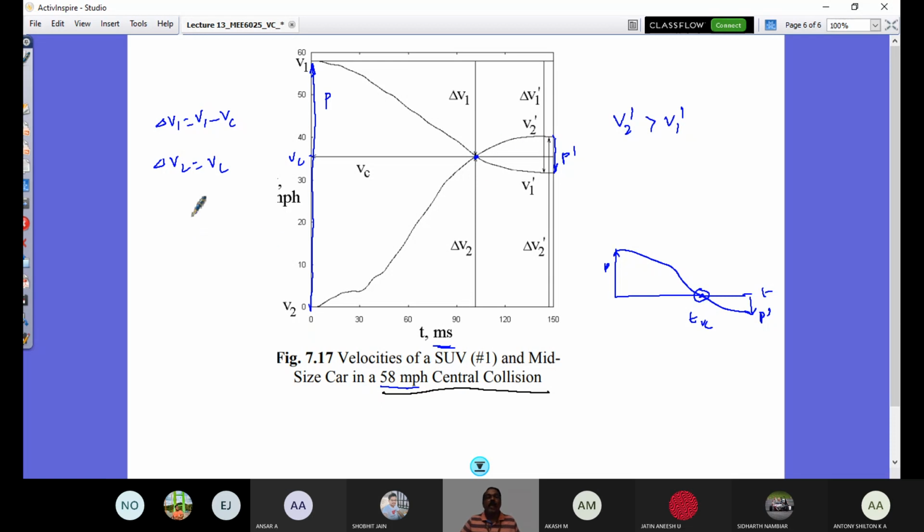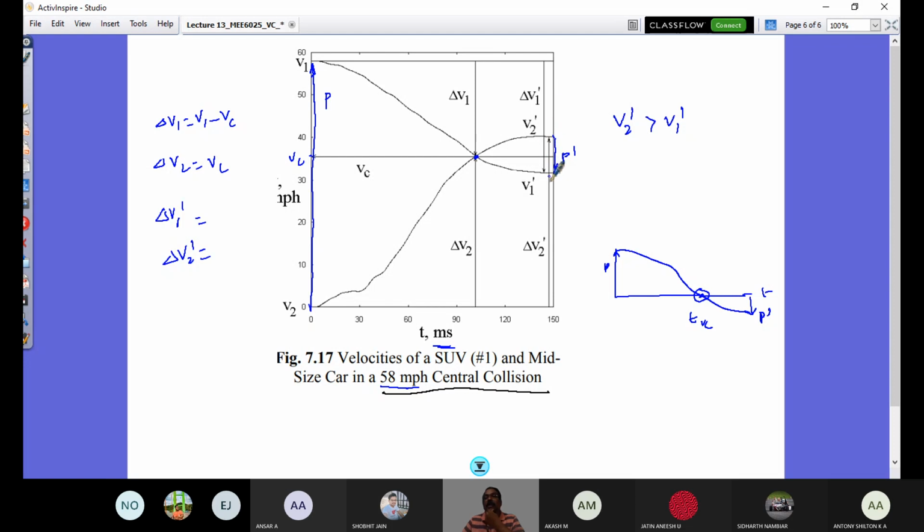And you also have the change in velocity of the separated vehicle, delta V1 dash. So delta V1 dash is from here to here. That is V1 dash. How do you understand this graph? Here, similarly, delta V2 dash. So delta V2 dash is from here, Vc plus... This point is V1 dash, and this point is V2 dash.